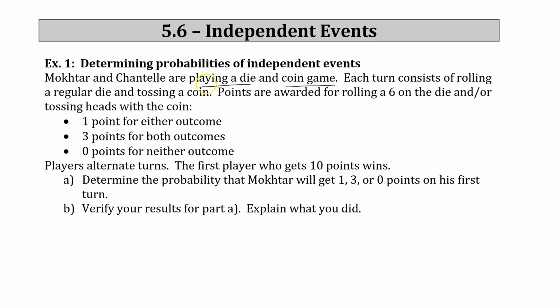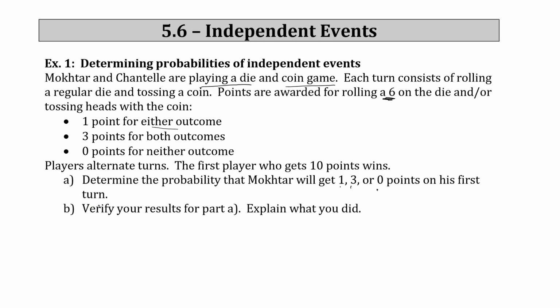Mokhtar and Chantal are playing a die and coin game. Each turn consists of rolling a regular die and tossing a coin. Points are awarded for rolling a 6 on the die and/or tossing a heads with a coin. So 1 point for either outcome, 1 point for both outcomes, and 0 points for neither outcome. Players alternate turns. The first player who gets 10 points wins. Determine the probability that Mokhtar will get 1, 3, or 0 points on his first turn.